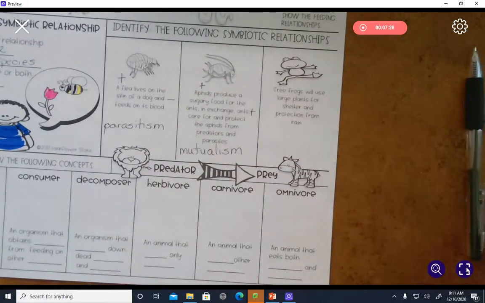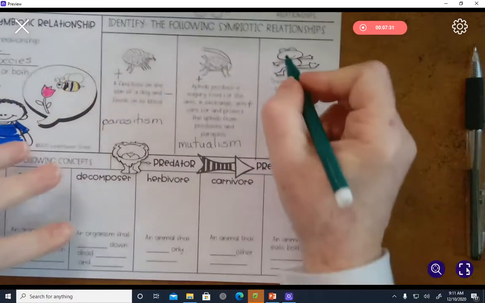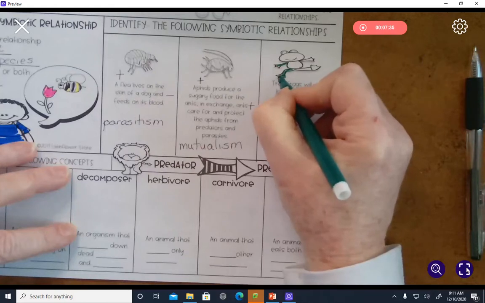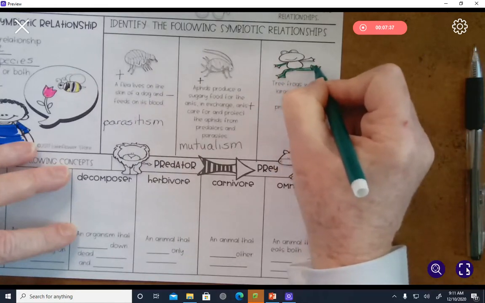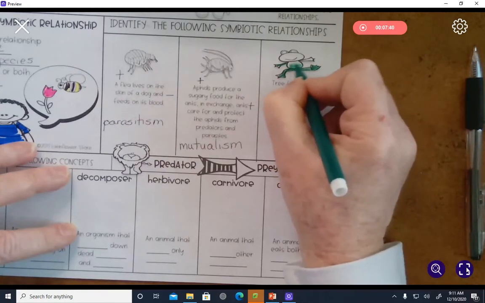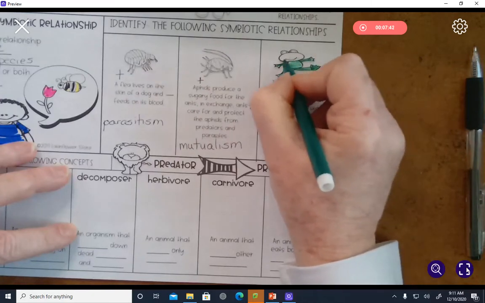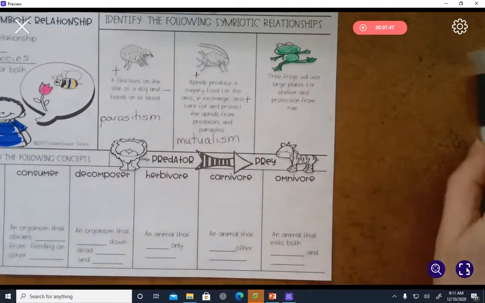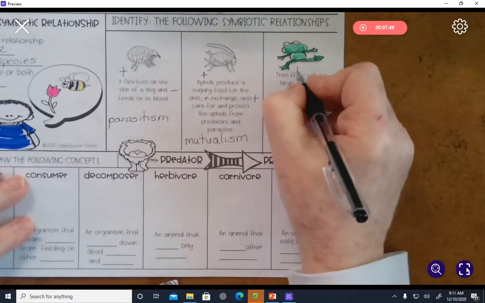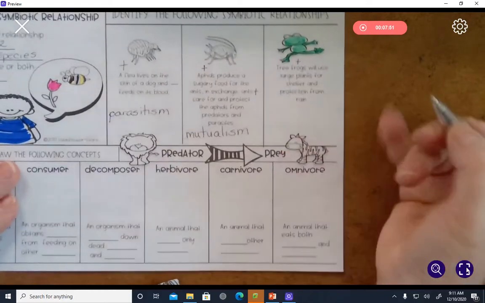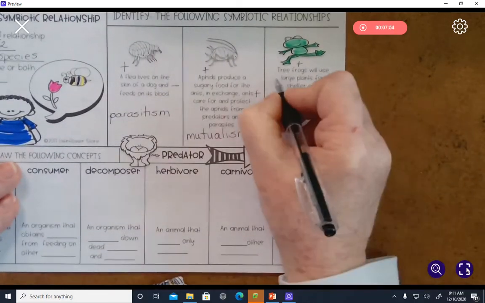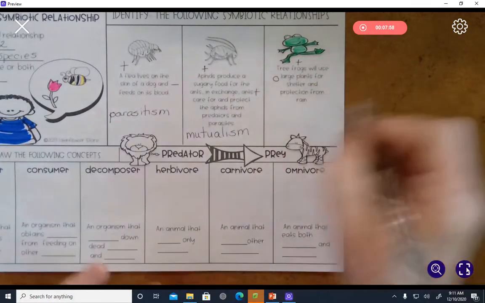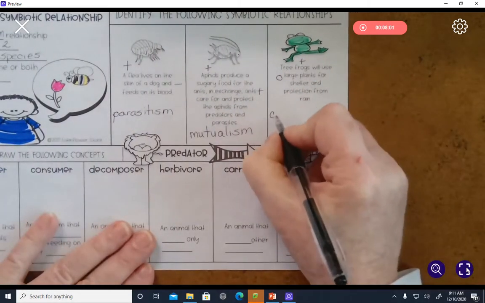And then the last one, tree frogs will use large plants for shelter and protection from the rain. So this frog is getting something, but I don't know whether the plants really care whether they are there or not. So definitely the frog is getting something. So let's see, the tree frog, yes, and the plants couldn't care less. So I'm going to put a 0 here. Frogs could be there, frogs could not be there. So this is something called commensalism.